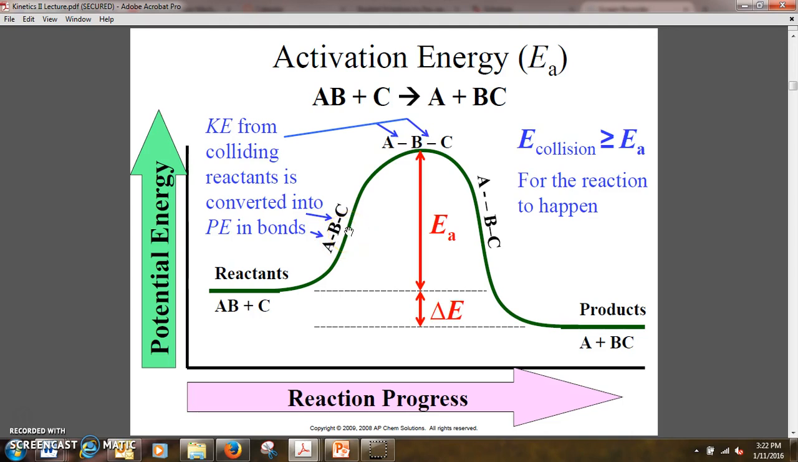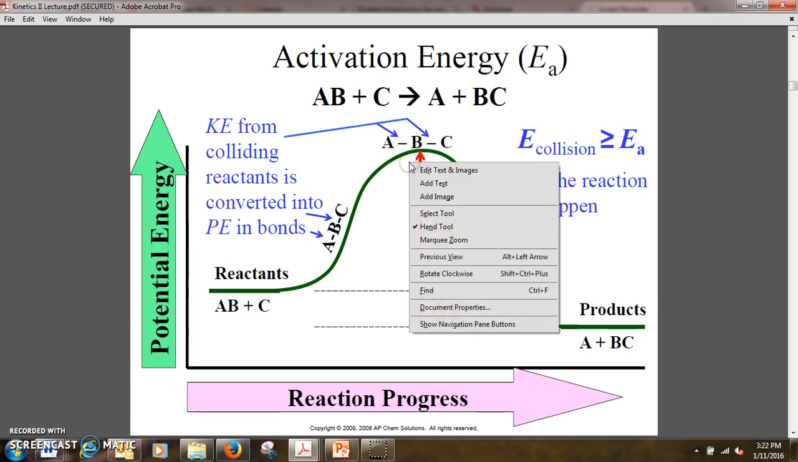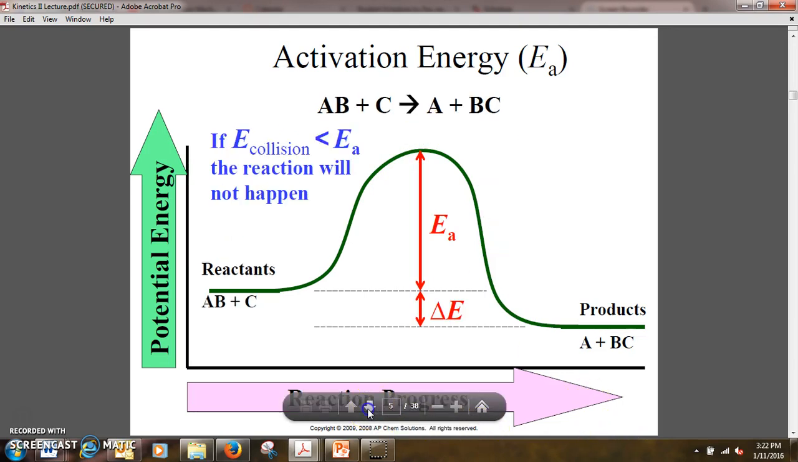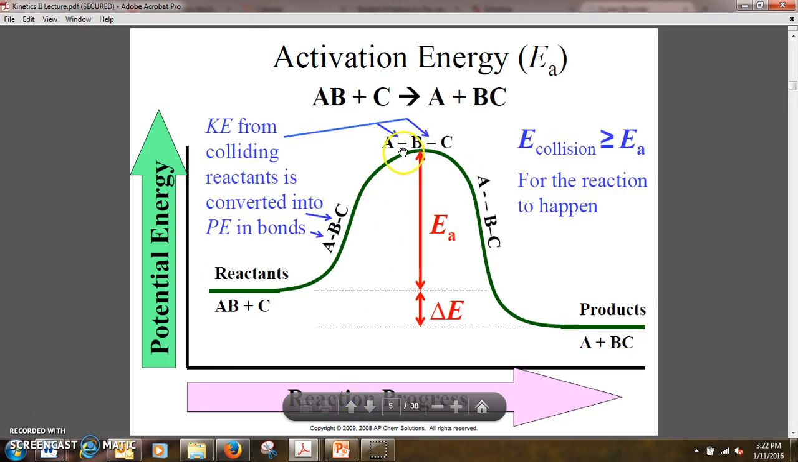That increases the potential energy. So the kinetic energy, when they collide, boom, it's converted into potential energy. So that's increasing the energy. Now we get to the top of this hill. This represents the amount of activation energy, this E sub A. This represents the amount of energy needed for C to collide with this molecule in order for the reaction to take place.